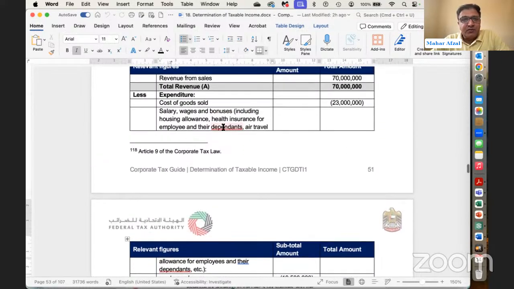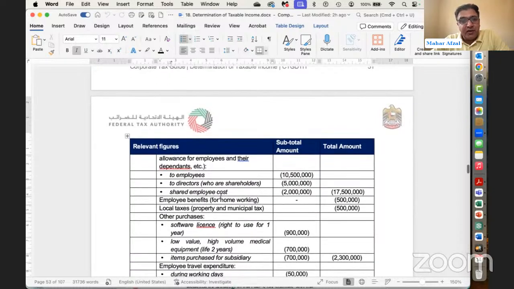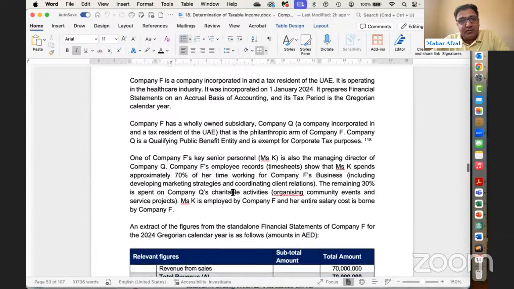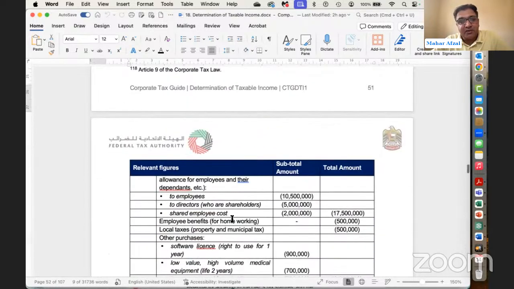Then cost of goods sold, you can claim. Salaries and wages, bonus, all these things for employees, you can claim. Directors who are shareholders: I'm assuming this is at the market value, so we can claim. Shared employee cost they have given in this paragraph. Shared employee: 70% for business use, 30% spent on company Q for charitable purposes, not for business purposes. So 70% of 200,000 we should not claim, which is equal to 600,000. So I'm adding 600,000 back.